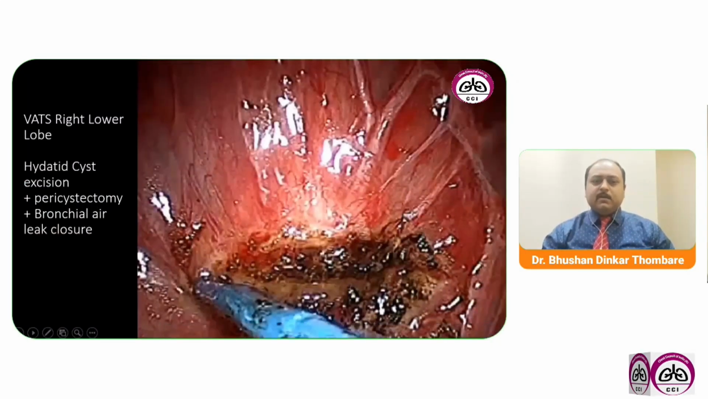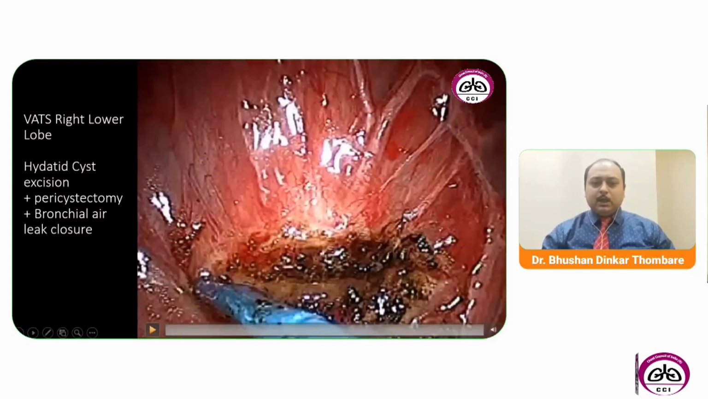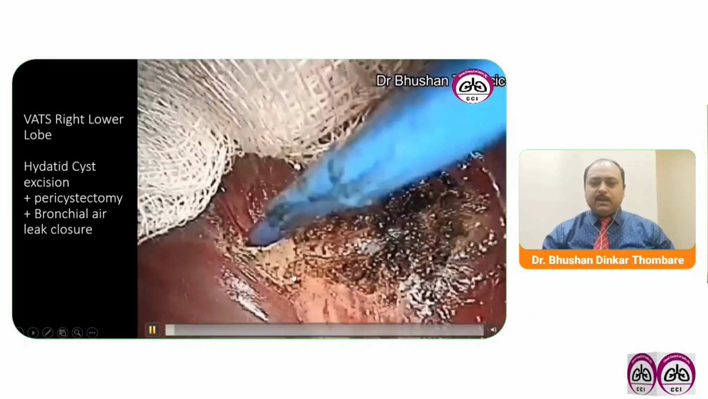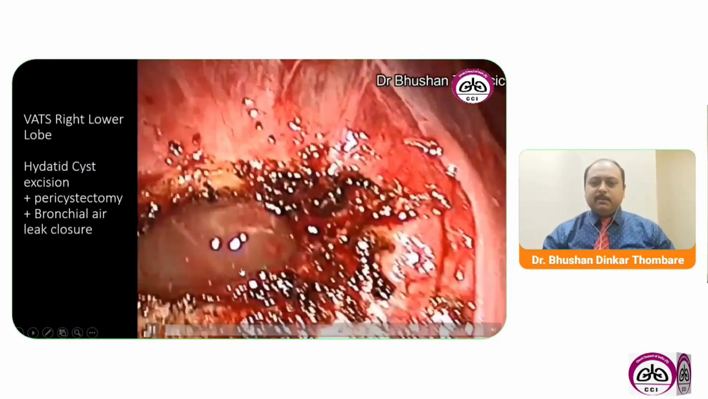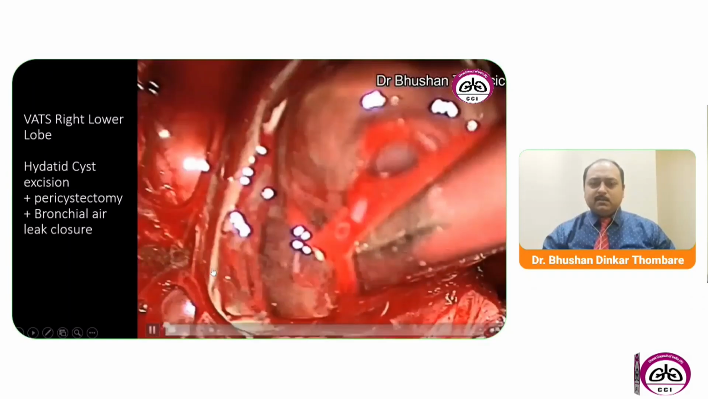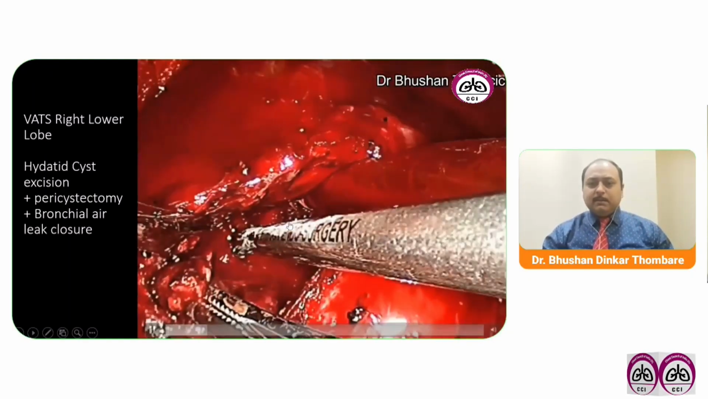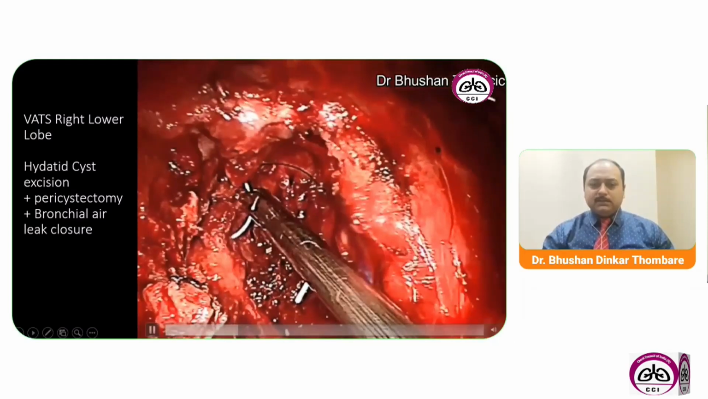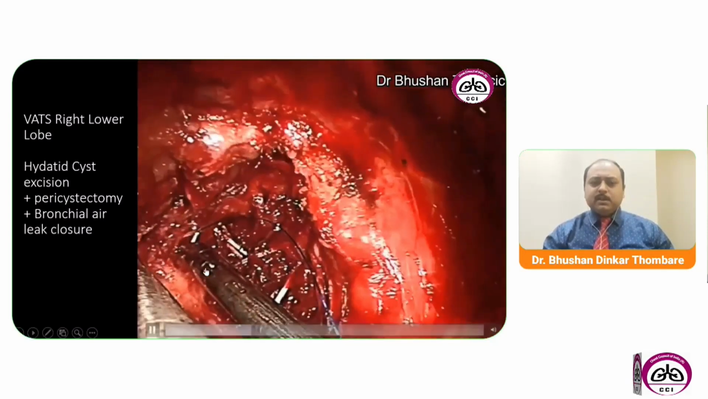This is a surgical video of a 50-year-old gentleman coming with hemoptysis and having a right lower lobe hydatid cyst. All preoperative workup was done, and he was planned for VATS hydatid cyst excision with pericystectomy and bronchial leak closure, where we have incised the cyst. You can see the cyst and the membrane, which were densely adherent to the wall. Here we are clipping the bleeding spot. Sometimes suturing is also required.